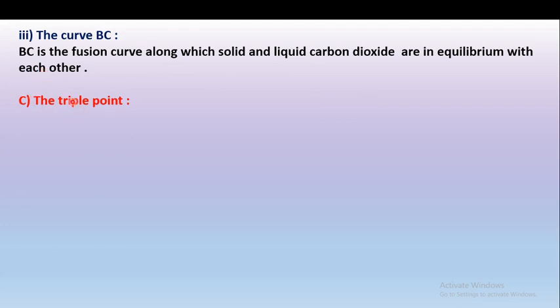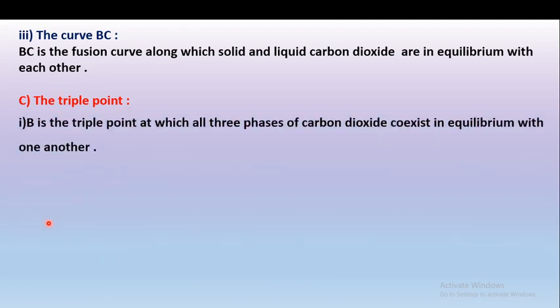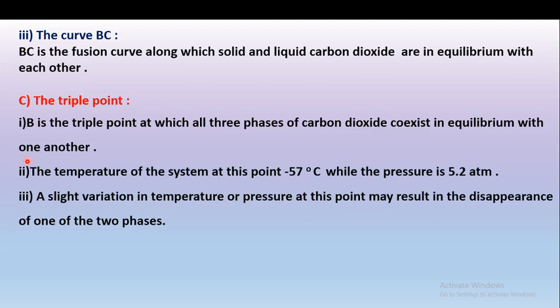First we have studied about the areas, then curves. Next we have to study the triple point, the point at which three curves meet. So what was that point? That was B. So B is the triple point at which all the three phases of carbon dioxide coexist in equilibrium with each other. That is solid, liquid and gas. And we have studied the temperature corresponding to the triple point is minus 57 degrees Celsius and the pressure is 5.2 atmosphere.